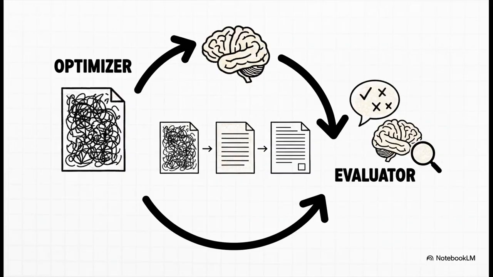And our fourth pattern is the evaluator optimizer, which is just so clever. It creates this little feedback loop. You have one LLM that acts as the creator, writing a response, and then you have a second LLM that acts as a critic, reviewing that response and giving feedback. The creator then improves its work based on the critique. It's like an automated writing and editing team.